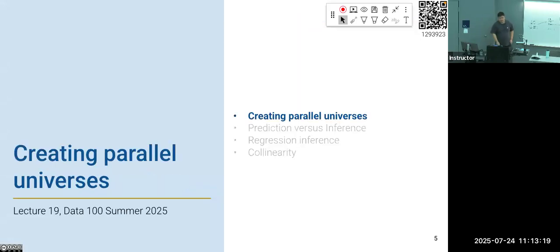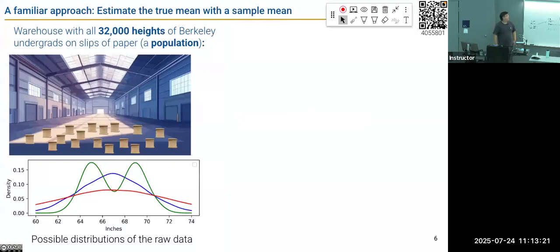As I said, last lecture we saw this example with the warehouse with 32,000 pieces of paper. On each paper, we have the height of a Berkeley undergraduate student. What did we do last time? Well, the whole idea is that we don't have access to this warehouse, we don't have access to the heights of all 32,000 Berkeley students. So we sampled 100 from here, and then we computed the mean of our sample.